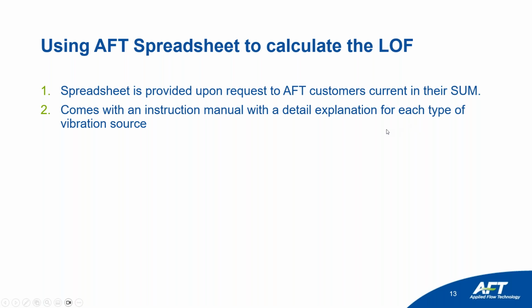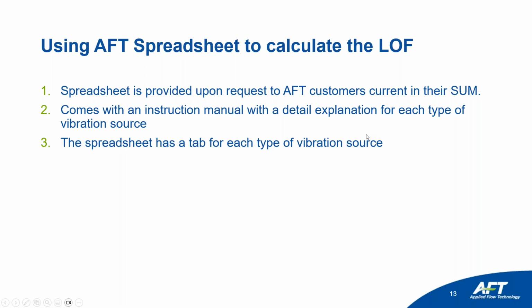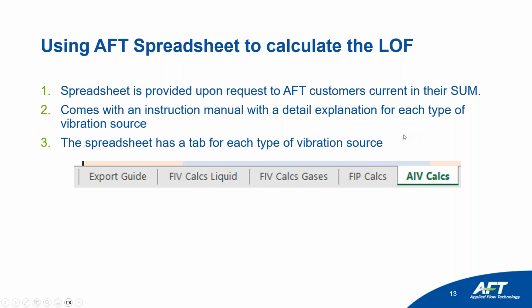This spreadsheet comes with an instruction manual with a detailed explanation for each type of vibration source. The spreadsheet has a tab for each type of vibration source. We have FIV calculation for liquids, calculation for gases, FIP, flow-induced pulsation calculation, and AIV, which is the one we'll be using in the webinar.